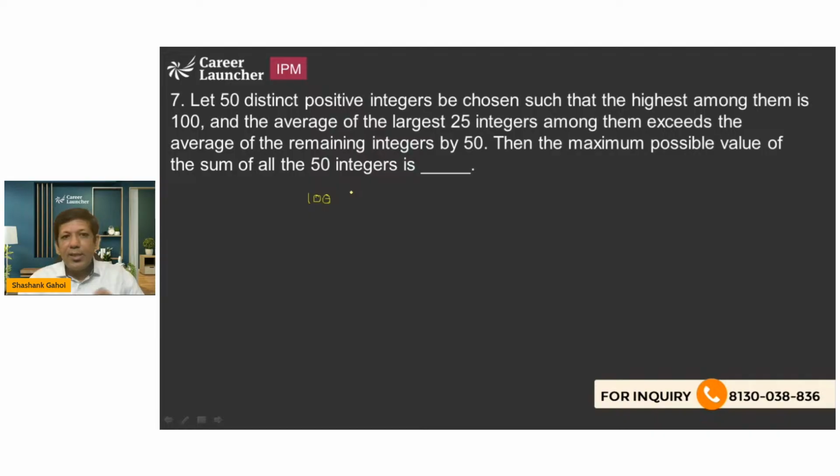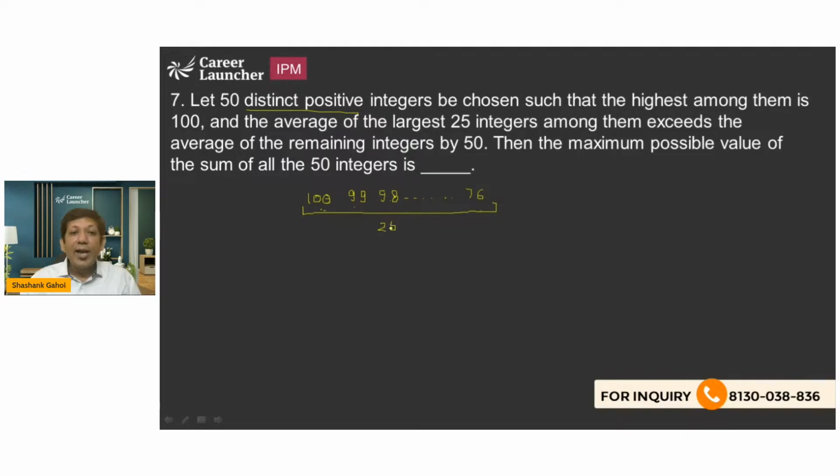Highest number is 100, then I am going to go to 99, then 98, and I start writing 25 numbers like this, and I am going till 76. These are the top 25 numbers. Why can't I take every number as 100? Because we are talking about distinct numbers. So 100, 99, 98 and so on, up to here we have 25 numbers.